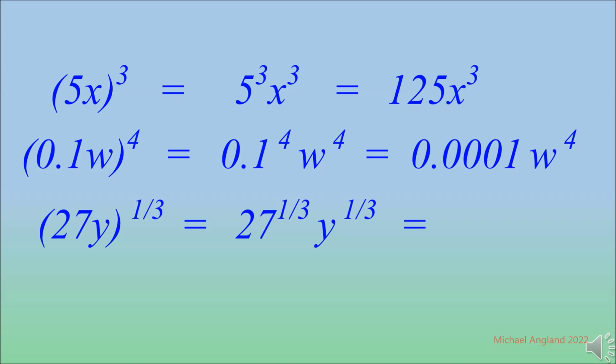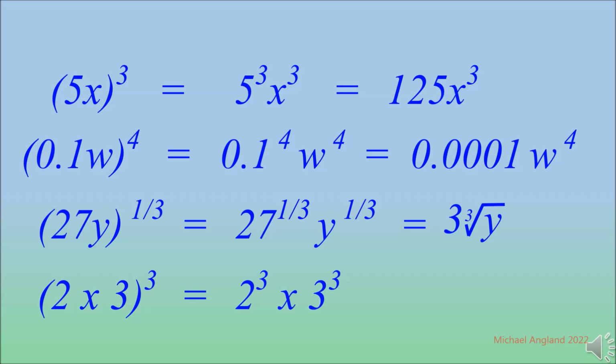Now, what number multiplies itself 3 times to make 27? Because that's the cube root of 27. That would be 3. 3 times cube root y. Last example, (2 times 3) to the power of 3. That's equal to 2 cubed times 3 cubed, which is equal to 8 times 27, which is 216.